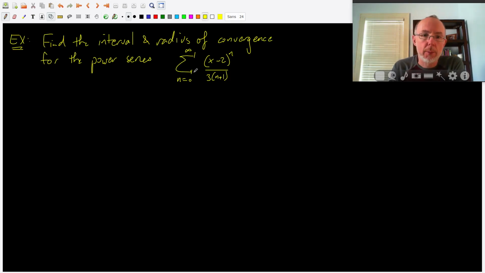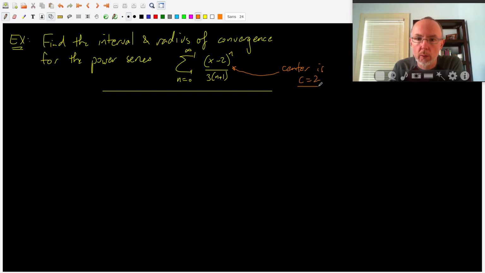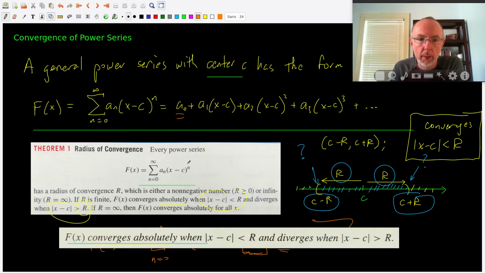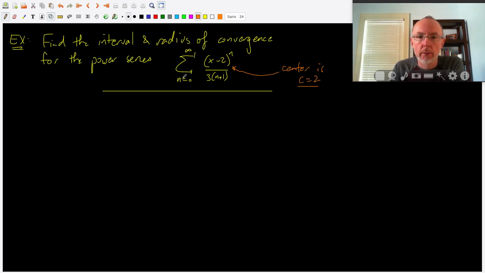All right, so let's apply this idea. We've got a power series here, x minus 2 to the power of n, divided by some multiple of n plus 1. What's the center of convergence? Just looking at this series, immediately we can write down the center of convergence, and that's 2. Comparing it to the general form, we have c is equal to 2.